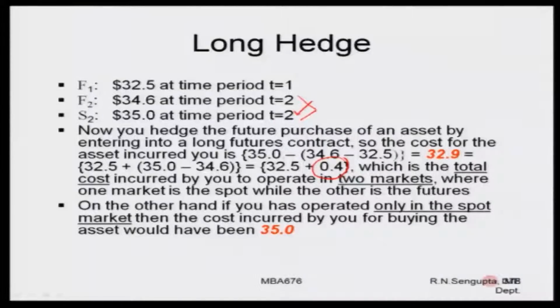This total cost means 32.5 plus 0.4 by the operator in order to operate in two markets, where one market is the spot which is room 1, while the other market is the futures. On the other hand, if you have only operated only in room number 1 which is the spot, then your actual cost of trying to buy and sell would have been only 35.0. So, now the prices of buying and selling is now 32.5 plus 0.4.